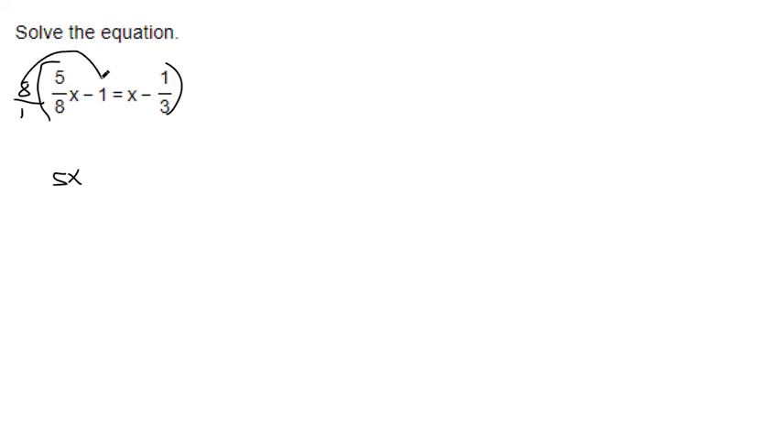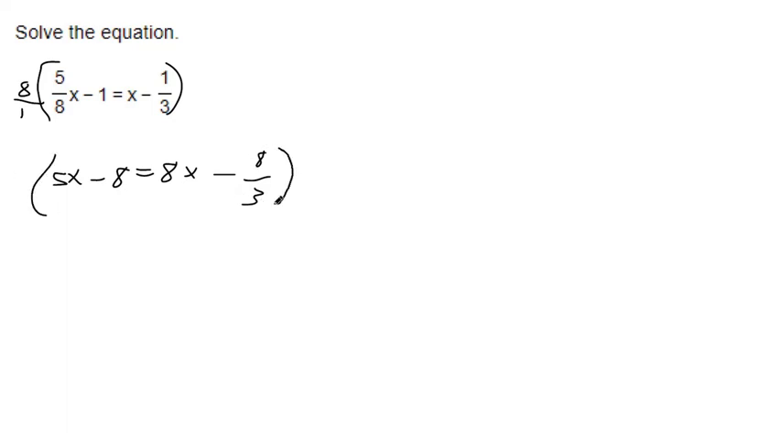And then 8 times -1 makes -8. And then we still got to multiply 8 times everything, so it's 8x. And now 8 over 1 times 1 over 3, we can multiply straight across the top, straight across the bottom. 1 times 3 is 3. So it's simpler. We still have a fraction.